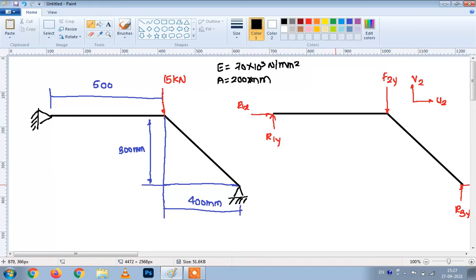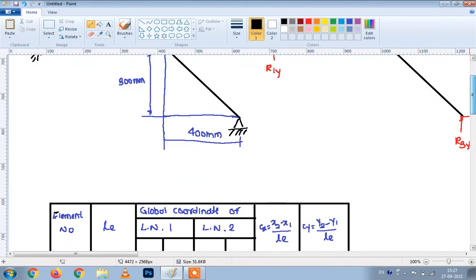We have to determine 5 things here. First, the element stiffness matrix. Here 2 elements are there, so we have to find out K1, K2. After this we have to find out the global stiffness matrix K, which is the addition of K1 plus K2. Third thing that we need to find out is the nodal displacement.